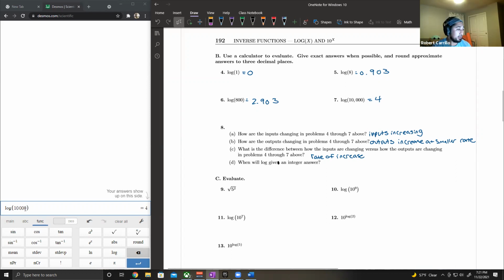So if I just increase zeros here, watch this. Log of 1 is 0. Log of 10 is 1. Log of 100 is 2. Log of 1,000 is 3. Log of 10,000 is 4, and so on, however many zeros I want to put. So the log will only give us an integer if the input is a base of 10 or related to a base of 10.